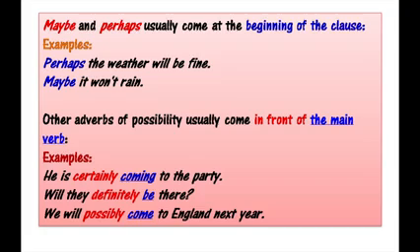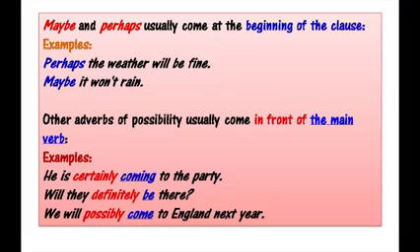Children, in this slide, we will be seeing the position of the adverbials of probability in a sentence. There are two exceptional adverbials of probability, that is maybe and perhaps, which are usually placed in the beginning of the clause. For example, perhaps the weather will be fine. By placing the adverbial of probability, perhaps, in the beginning of the clause, we could see the certainty of the action in a clear way.